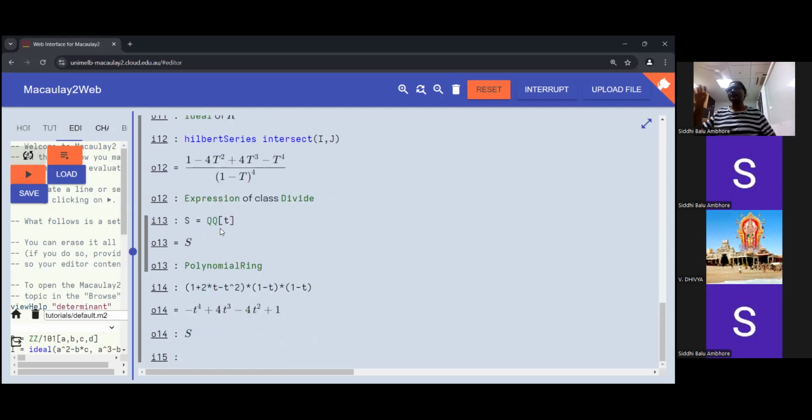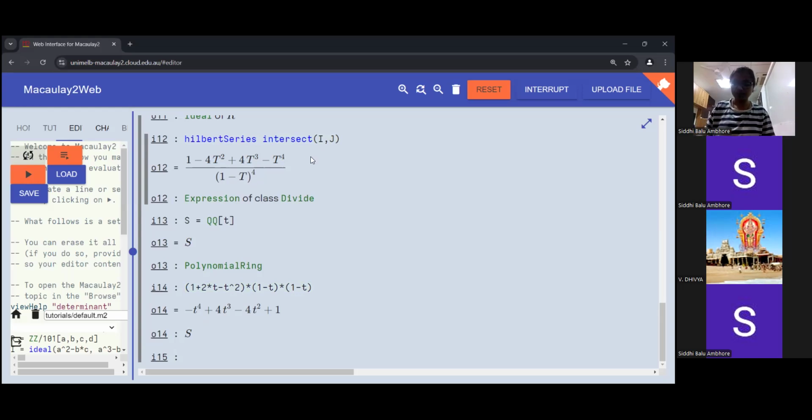So to get both forms equal, in our expression I'm just multiplying and dividing it by 1 minus t whole square. And I'm actually getting this exact Hilbert series which we have here. Is it okay? So the question is correct, and whatever we have got is the answer, which is also correct. Okay, great.